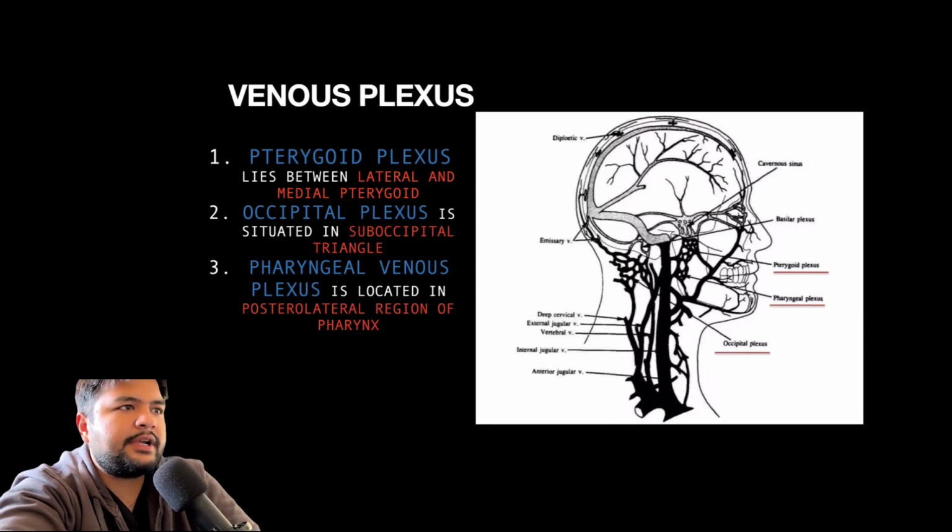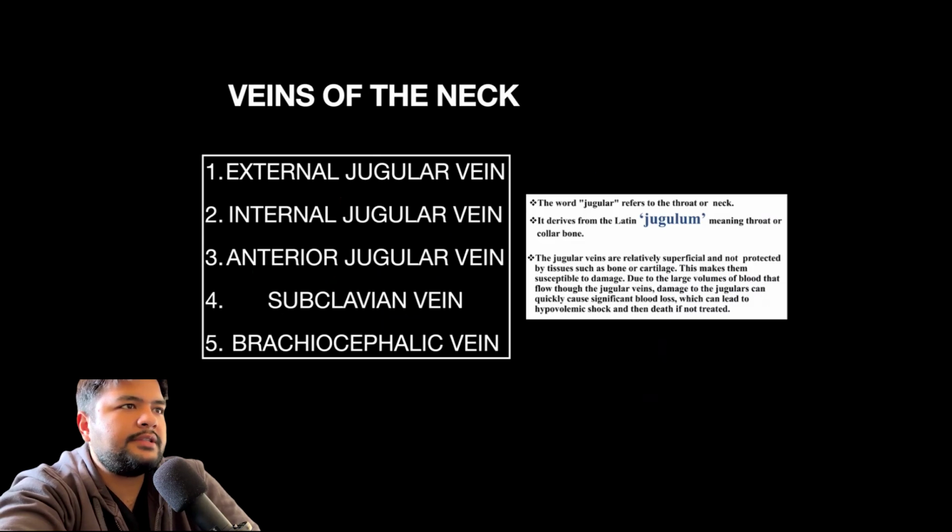Occipital plexus situated in the suboccipital triangle. Pharyngeal venous plexus is located in the posterolateral region of the pharynx. So, veins of the neck.